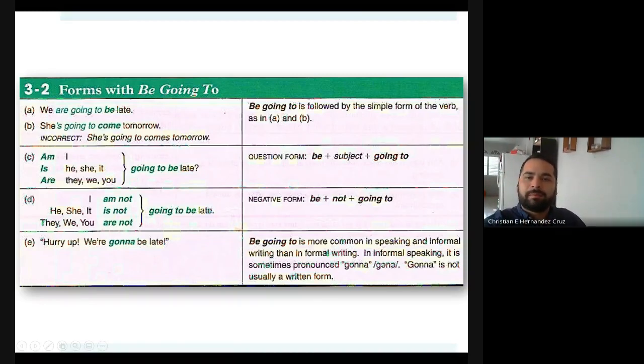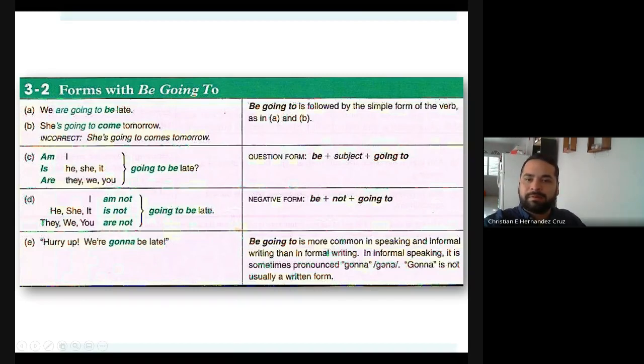The negative form. So we have be, we have, of course, the negative not, and, of course, going to. So now we go back to our original structure, which is starting with the pronoun or the noun, continuing with the be verb, adding the negative to that, and then finishing with going to be. So: I am not going to be late. He is not going to be late. They are not going to be late.